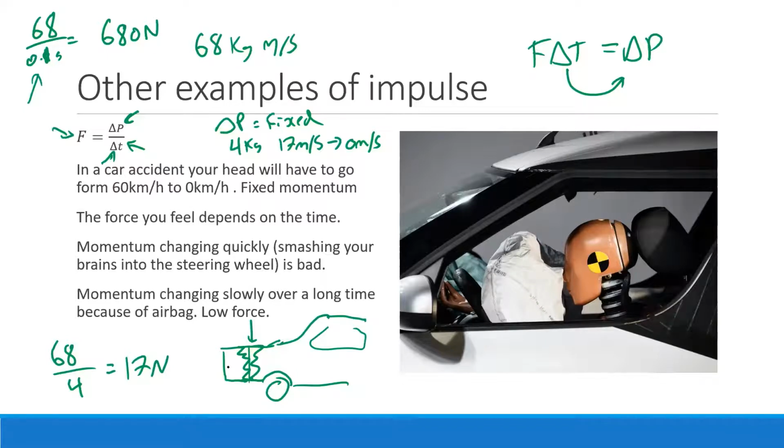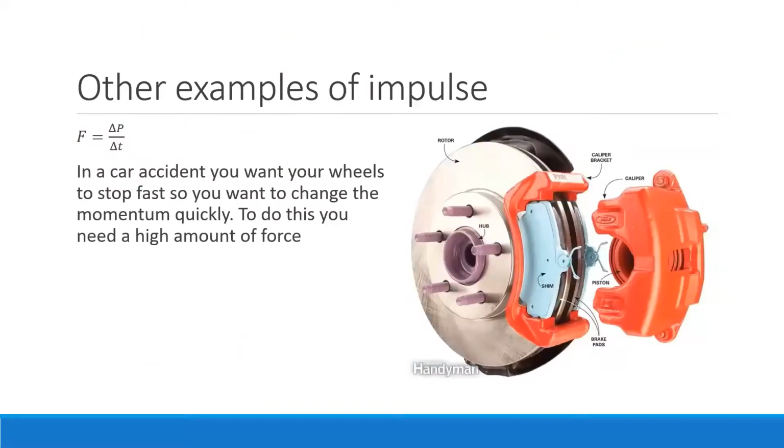Let's go have a look at another example, of course, which is the brakes. In a car accident, you want your wheels to stop fast. You don't want your wheels to go slowly. You want your wheels to be quickly stopped so that you can, not die. So especially if you're driving your car and you're about to crash into another car, you want to be able to put your brakes on quickly.